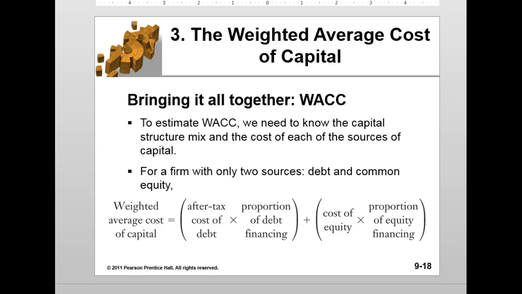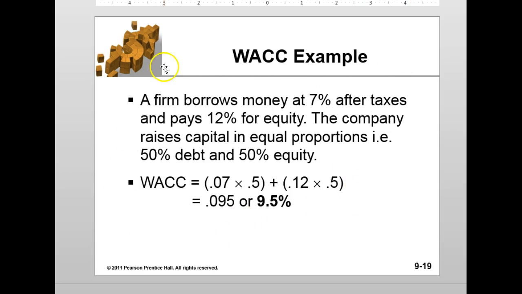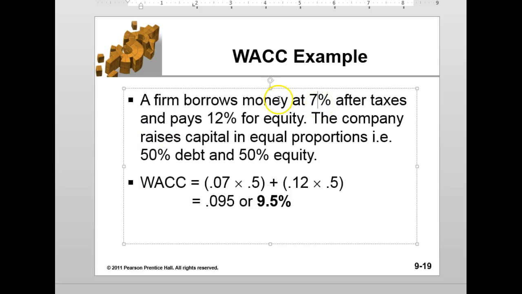So what do you do with all this? Well, you bring it all together and create the WACC. You look at the weighted average cost. You take the after-tax cost of debt times the proportion of debt in the financing, plus the cost of equity times the proportion of equity financing. Here's an example, it makes a whole lot more sense. Say the after-tax cost of debt is 7%, and the equity is 12%, equally divided. So 50% of the 7% plus 50% of the 12% gives us a cost of capital of 9.5%.